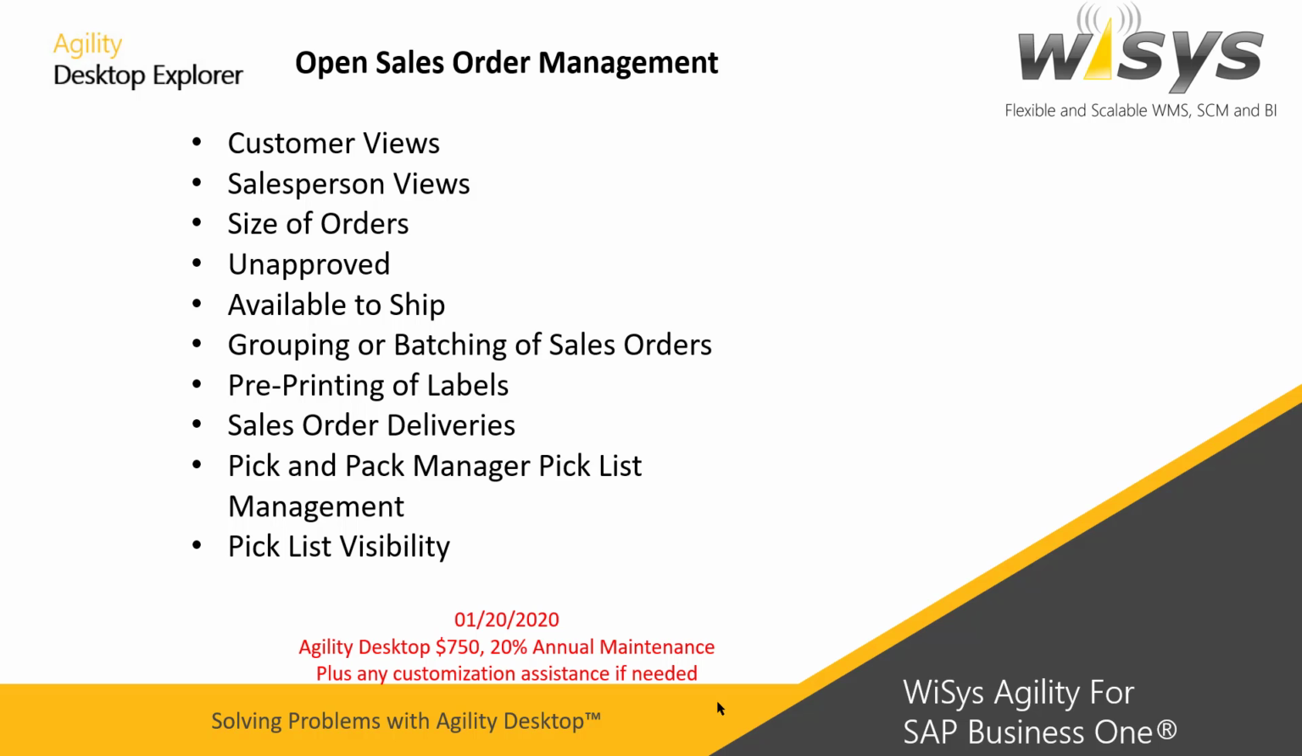actually using our inventory allocation module, being able to group or batch sales orders for batch or wave picking, integrating label printing for cartons and packages, actually executing the sales order deliveries if desired, how it integrates into the SAP Business One pick and pack manager, and then just look at the open pick lists and the visibility of the pick list.